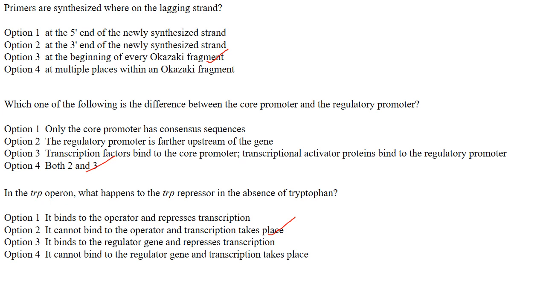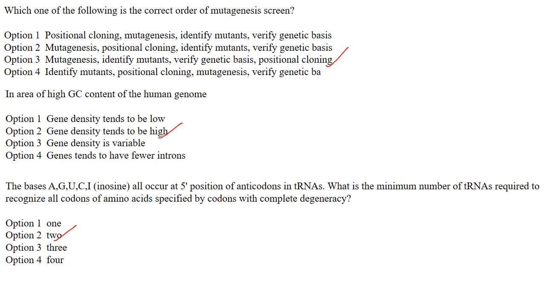Then in tryptophan operon, what happens to the tryptophan operon in the absence of tryptophan? So in the absence of tryptophan, the repressor cannot bind to the operator and transcription takes place. Tryptophan is a co-repressor, so it cannot bind with the repressor and the repressor will not be able to attach to the operator. So transcription of tryptophan biosynthesis genes takes place.